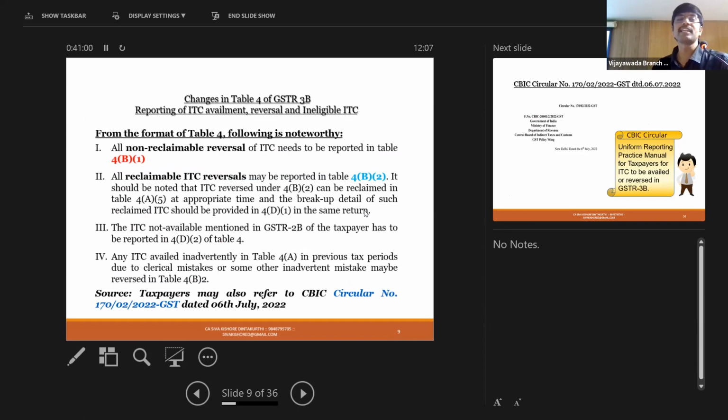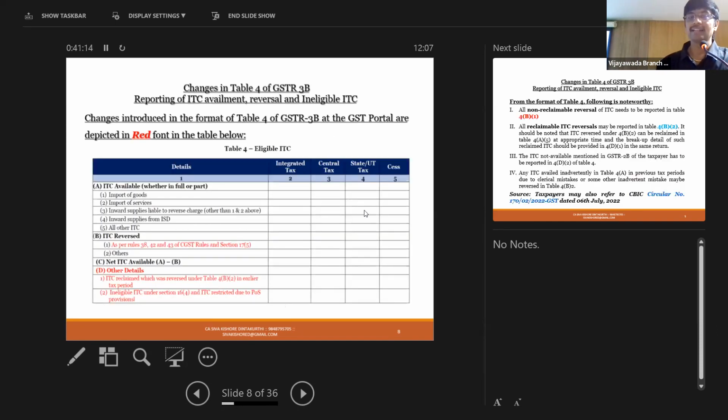All non-reclaimable reversal of ITC needs to be reported in 4B1. By this time, you understand 4B1 is permanent reversal. All reclaimable ITC is to be reported in which column? 4B2. In reversal, there are 2. One is 38, 42, 43, section 17.5, 4 limbs, 50%, 50%, ITC reversal by banking and financial institution. Common input services, common capital goods, blocked credits are the kinds of examples they have given which trigger you to punch permanent reversal. All others are temporary reversal.